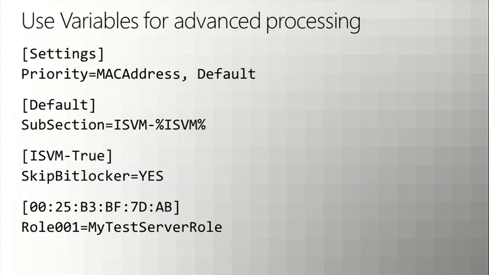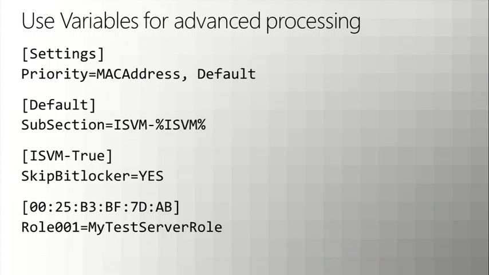So it will say, hey, MAC address is a variable. Is it defined to anything? Yes, it's defined to a particular value. Oh, look for a section name in the INI file that has that value. In this case, my machine at home would return 0025B3BF and return back that particular role.